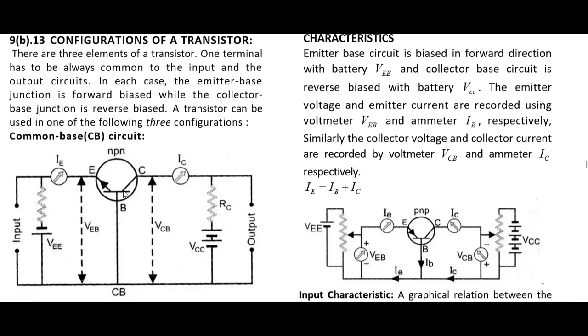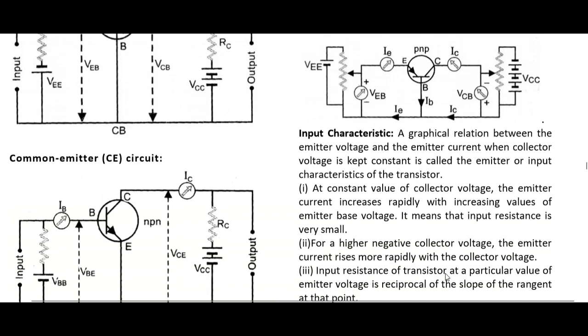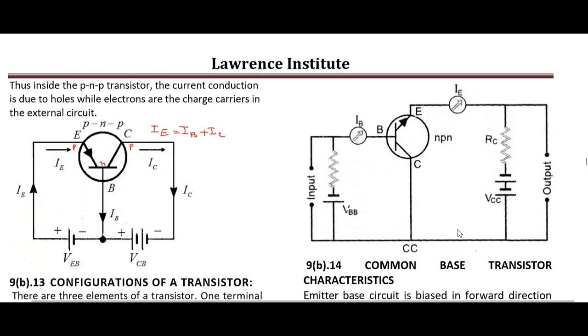If you keep base as common to both input and output, then we say that the transistor is common base transistor. Next, if you keep emitter common, for example, this is emitter, this is common emitter. Emitter is common to input as well as to output. If you keep emitter common to input and output, then we get common emitter circuit. And next is common collector. And if you keep this collector common both to input and to output, then we get common collector configuration.